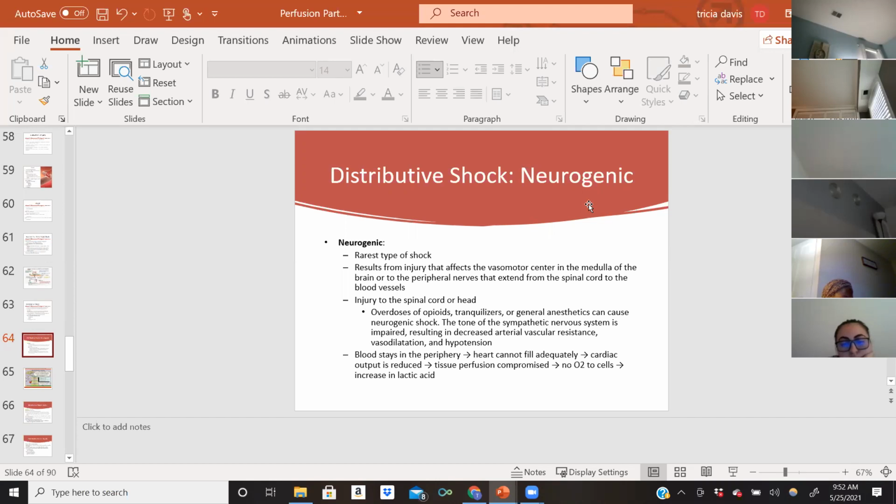Our blood is going to stay in the periphery. The heart will not be able to fill adequately because there's so much space in there now. We don't have enough pressure to get it back. Our cardiac output is going to be reduced. Our tissue perfusion is going to become compromised. We're not going to have the appropriate amount of oxygen going to our cells. It's going to cause an increase in lactic acid as a result. So that's neurogenic shock.